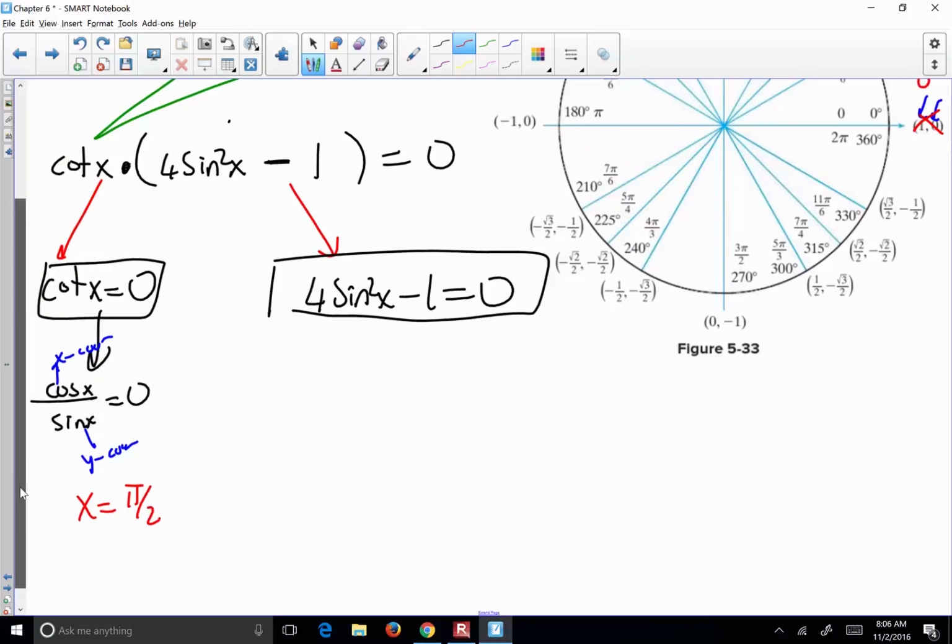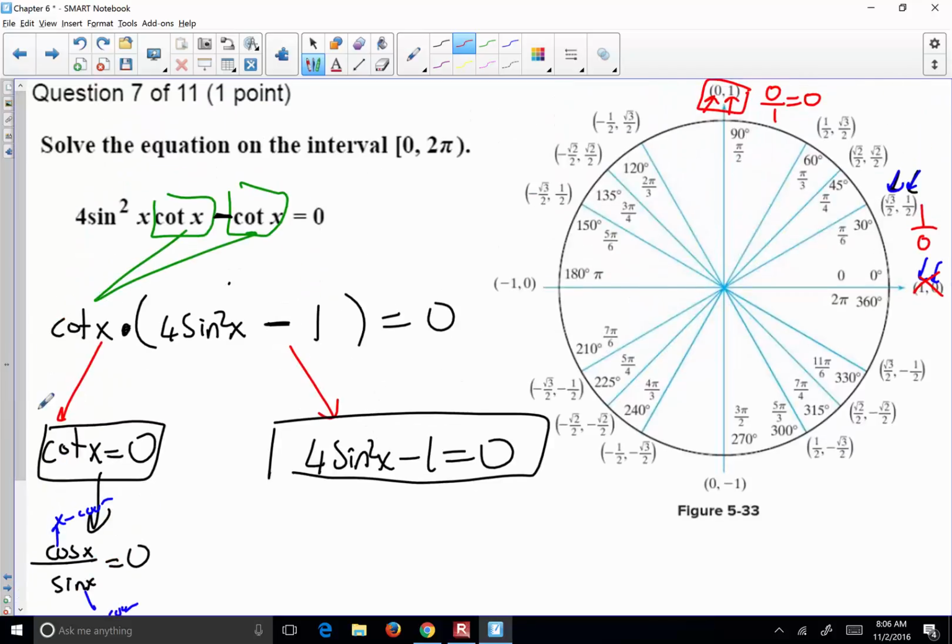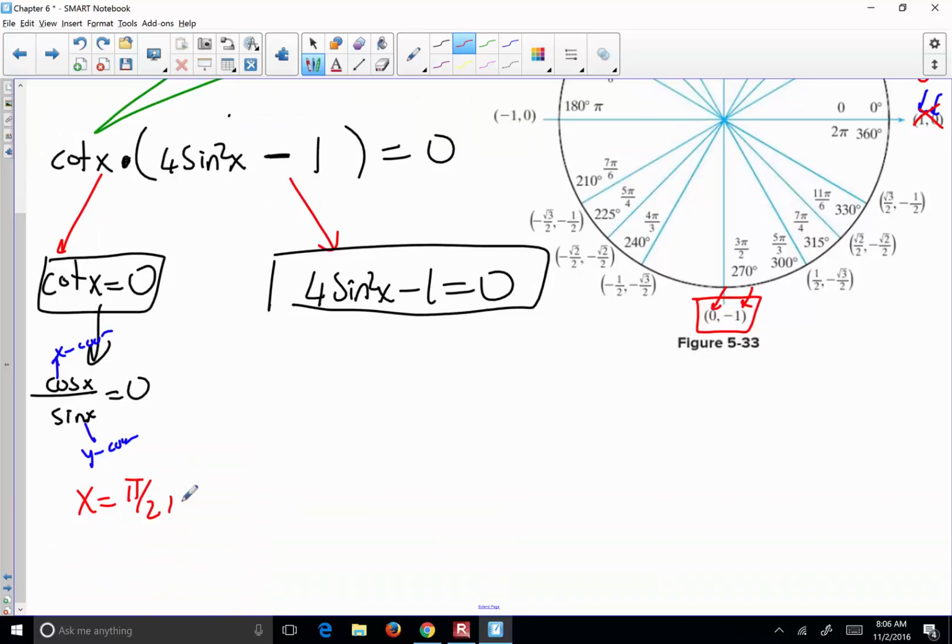Do we have more though? And this one too, 3 pi over 2 as well. Cosine is this, sine is that, cosine over sine is 0 as well. There are 2. Okay? How about this one? This one still needs work.